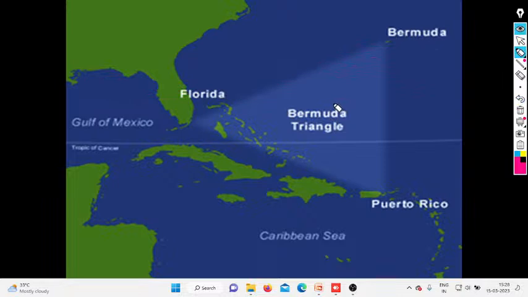This is the Bermuda Triangle. It is in the North Atlantic Ocean. This is the Tropic of Cancer.